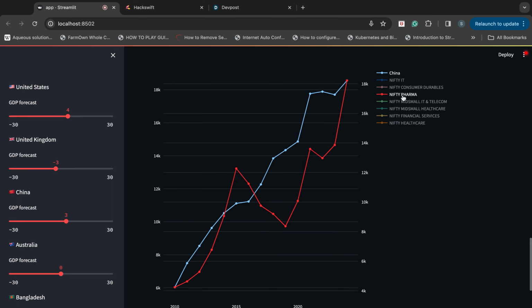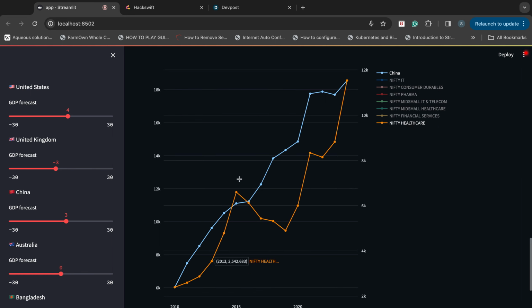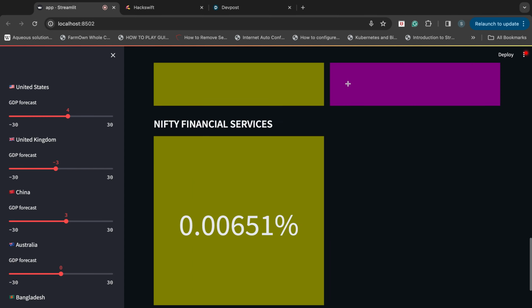So let's see with pharma. The pharma curve is roughly related with China's GDP curve. Then we see financial services. The pattern is almost same with China's GDP curve. And at last we'll see healthcare maybe. So the healthcare curve is not that much, but roughly correlated with the pattern of China's GDP curve.